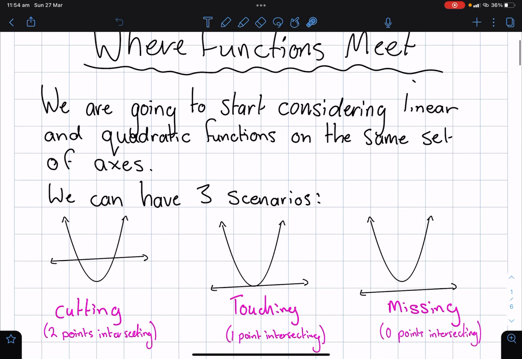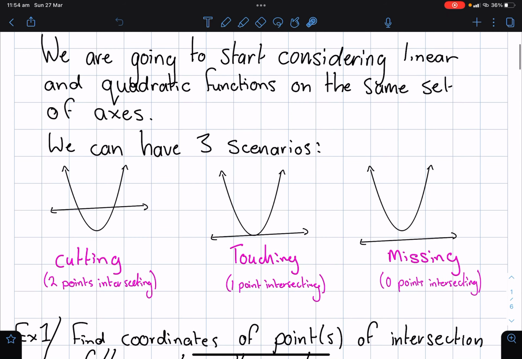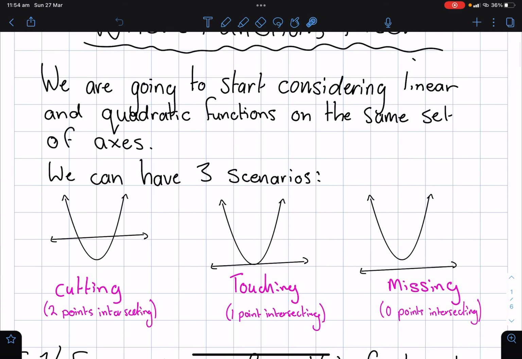On this left-hand side, we can have them cutting, so 2 points of intersection here and here. We can have them touching, or another way we could say this, we could have our linear function as a tangent to our quadratic. That means it just touches at 1 point, or 1 point of intersection. And then our final one, we can have them missing entirely, so 0 points intersecting.